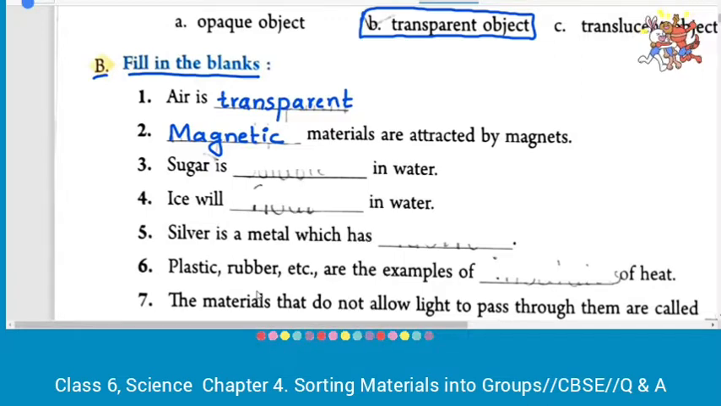Third: sugar is dash in water. Sugar is soluble in water. Fourth: ice will dash in water. Ice will float in water, or float on water. Fifth: silver is a metal which has dash. Silver is a metal which has lustrous property, or which has a luster.